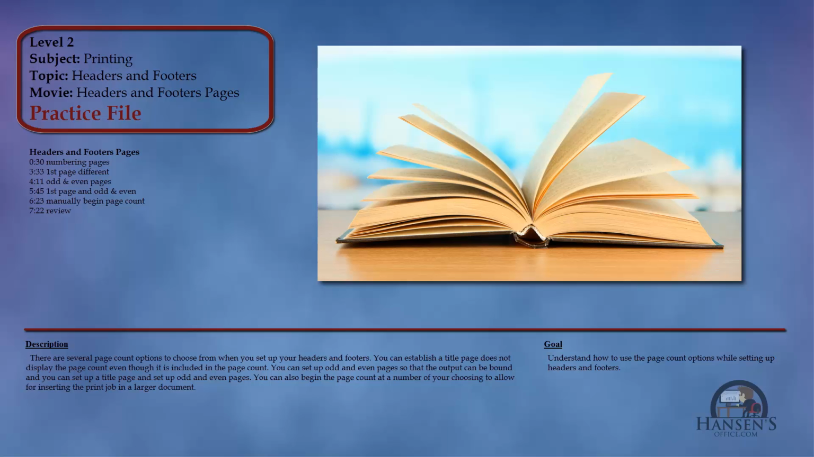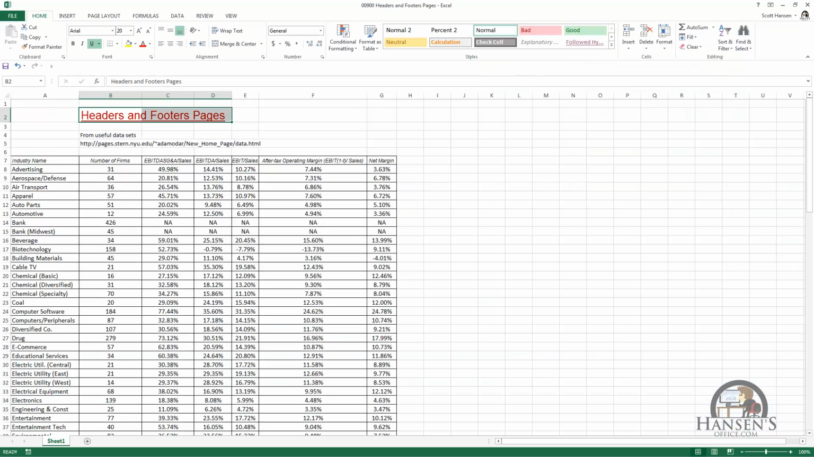And then we'll make a title page, a first page that's different than the odd and even pages. And then we'll manually begin the page count at a number of our choosing. So this is about headers and footers and pages, page numbering.